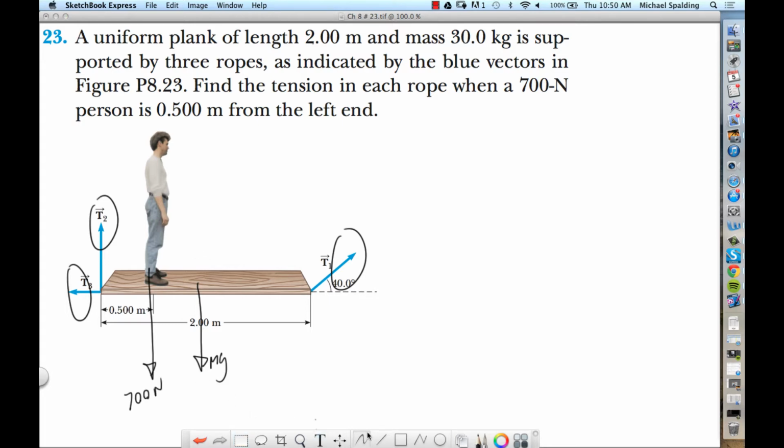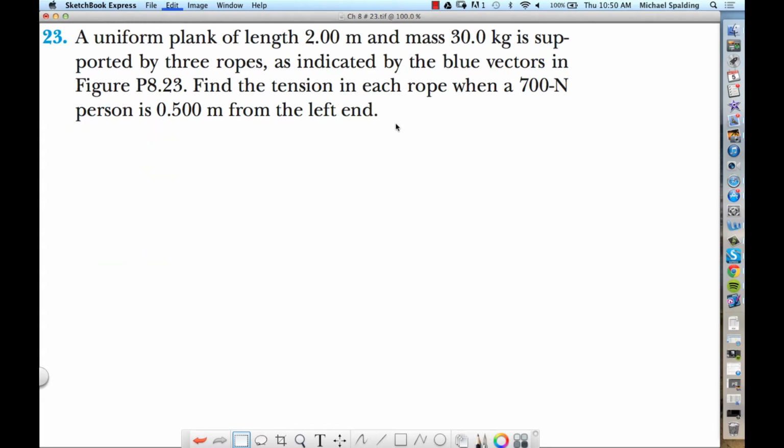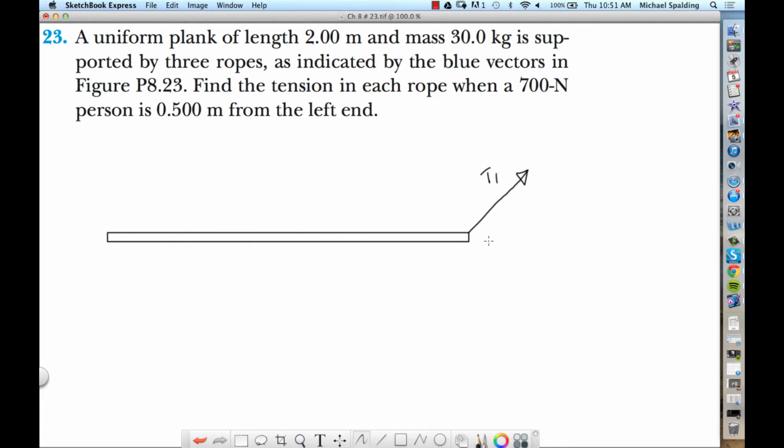So I'm actually going to erase this. We're going to do a free body diagram for the plank. So I'm going to get rid of this and just redraw it. Okay, so here is the plank. Like that. Okay, so what are the forces acting on the plank? Let's start over here on the right. On the right we have rope 1. So tension 1, they told us that this is at a 40-degree angle. Like that. Okay, the weight of the plank itself goes in the middle.